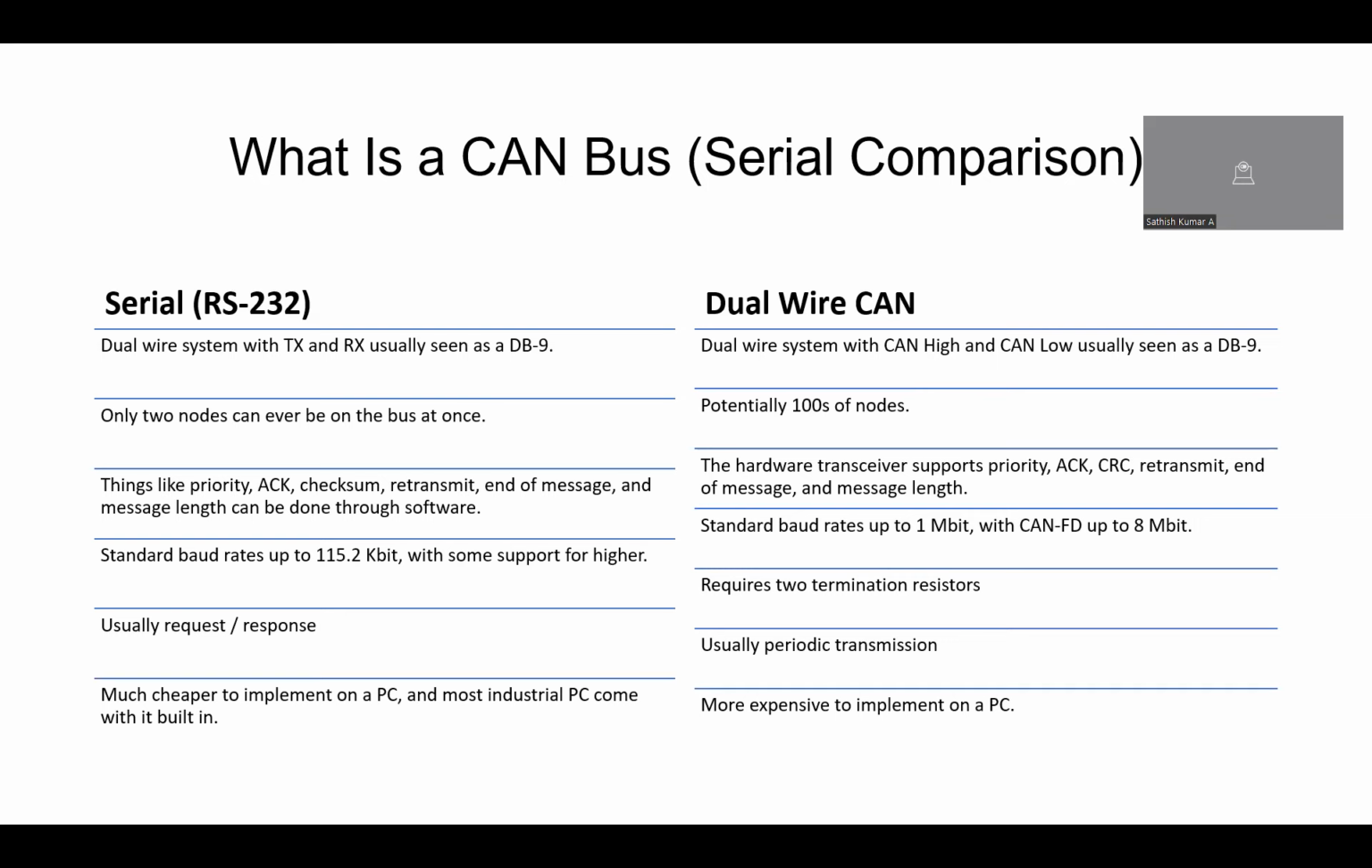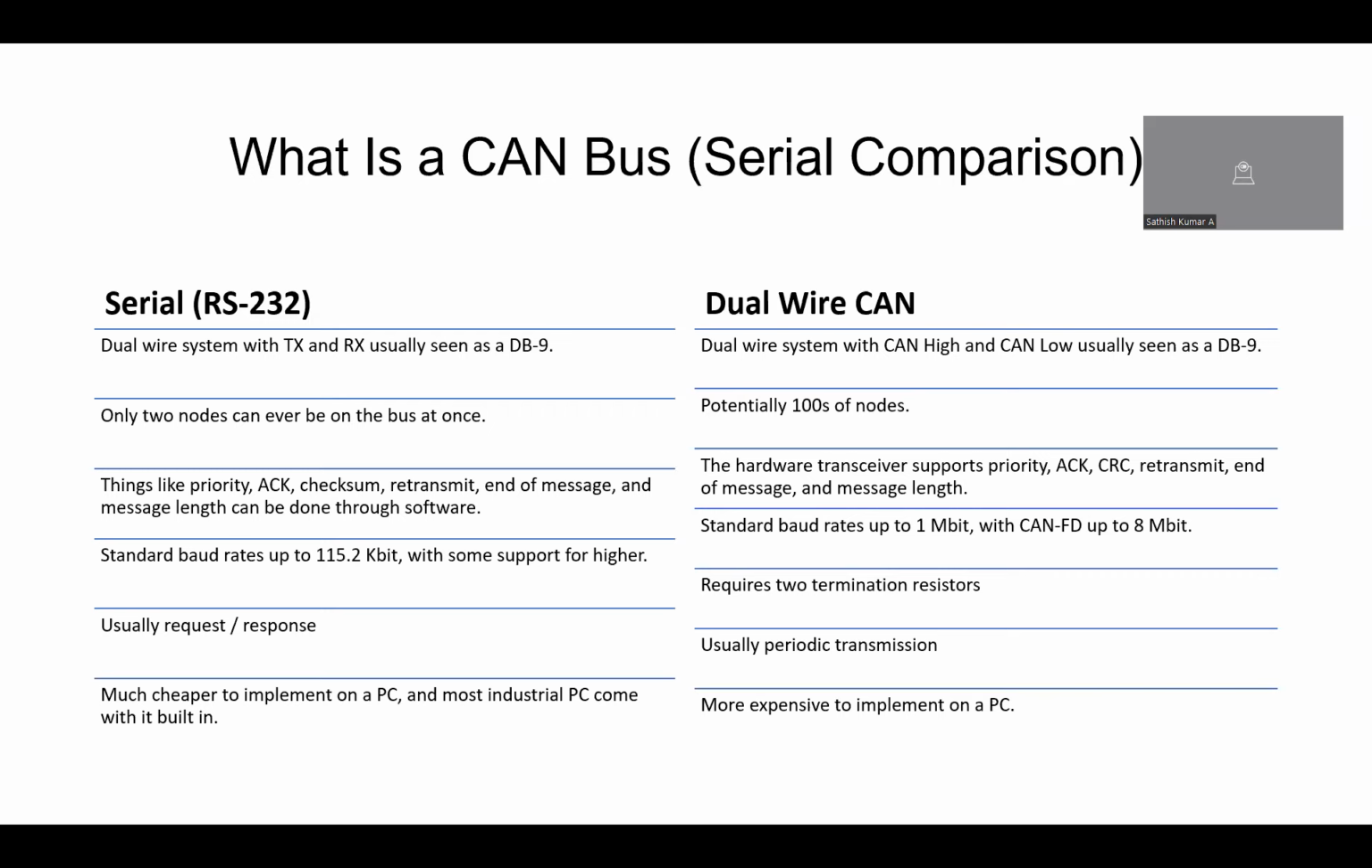Each node will have a unique ID, and the messages being passed will have a unique arbitration ID. In serial communication, the priority, acknowledgement bit, checksum, retransmit, end of message, and message length can be handled through the software communication.